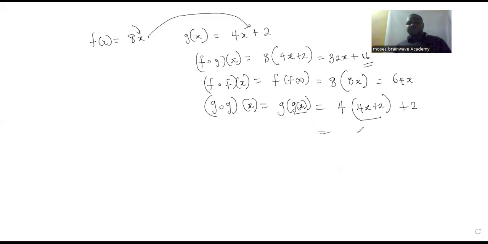So I'm going to open this. I have 16x plus 8, then plus 2. So this is going to give me 16x plus 10. Fantastic. So there is nothing that will give you trouble in this function. If you like, you have 4 functions coming together, 5 functions coming together. This is the idea, right?